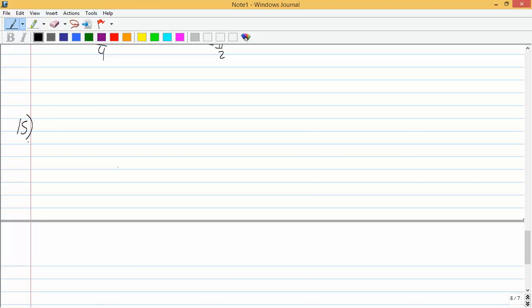Number 15, y equals 2 tangent of 4x. Graph y equals 2 tangent 4x. Okay? So the two things that we are concerned with when graphing tangent are where do we cross the x-axis and where is the function undefined. Okay.